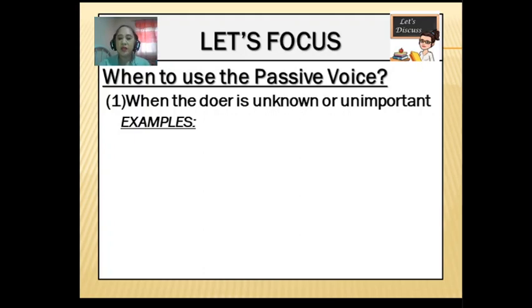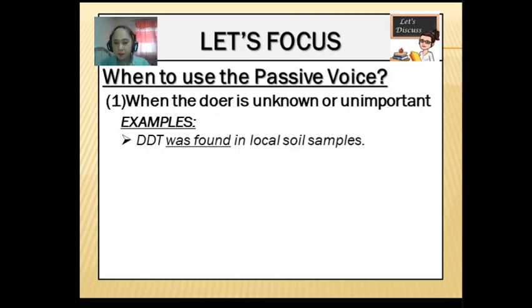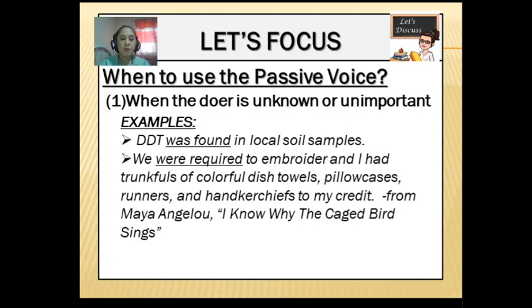Let's take a look at these two examples. DDT was found in local soil samples. In this sentence, we are emphasizing DDT, or the chemical DDT, and not the person who found it. Then we also have the second example. We were required to embroider, and I had a trunk full of colorful dish towels, pillowcases, runners, and handkerchiefs to my credit. So here it's a passive voice that emphasizes what they had to do and not who required them to do it.